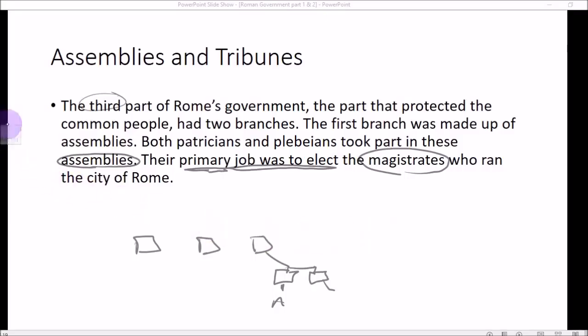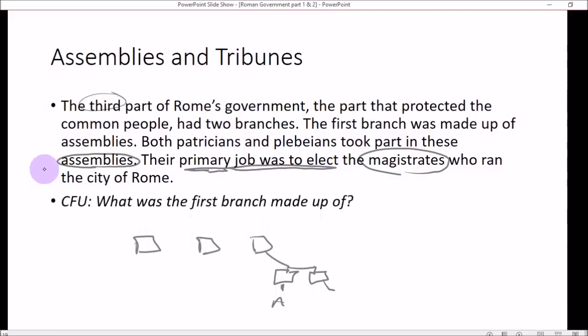Okay, let's see what the question is. Is there a question? Yes, there is. What was the first branch made up of?